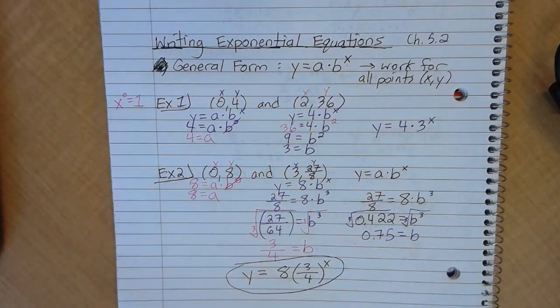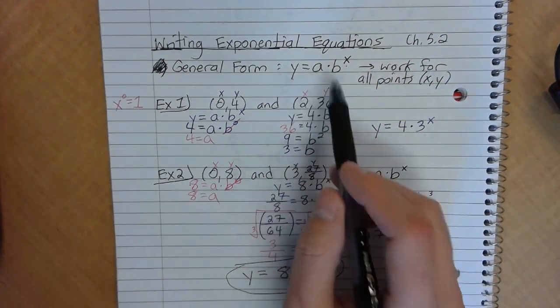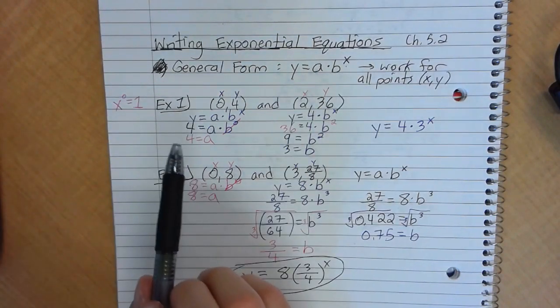Hi, everyone. We are now talking about Chapter 5.2, Writing Exponential Equations. This is a continuation of our last video where we solved exponential equations. In my notes that you see in front of you, we are working to create an equation that looks like y equals a times b to the power of x.